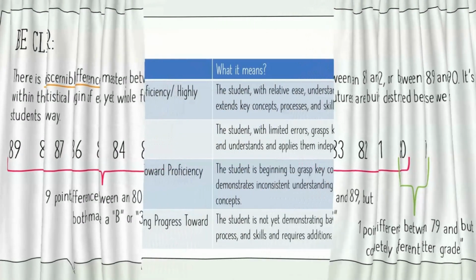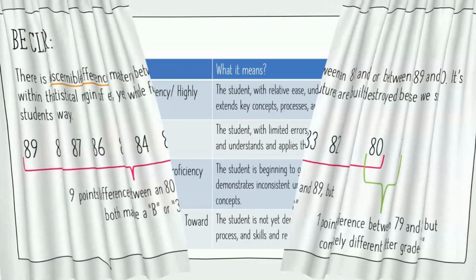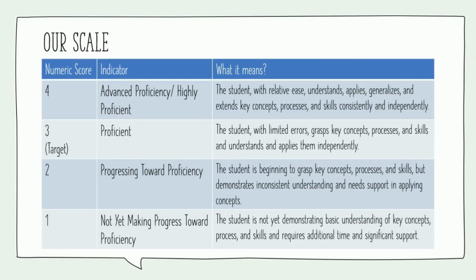So finally, here is our grading scale at Governor Wentworth in Middleton. We have a 4-point scale. The standards and competencies tell us the specifics about what a student must know and be able to do with that knowledge for any given subject area: math, social studies, health, anything. But 3 is proficient and means overall that the student with limited errors grasps key concepts, processes, and skills related to the standard and understands and applies them independently.